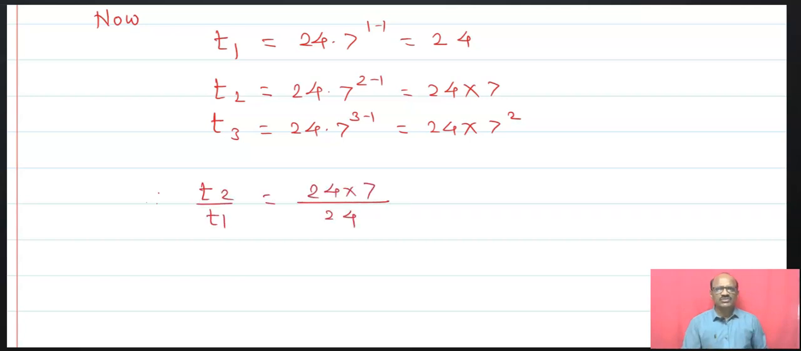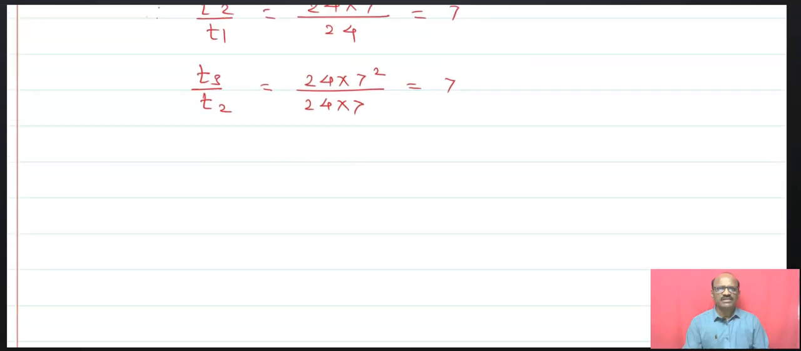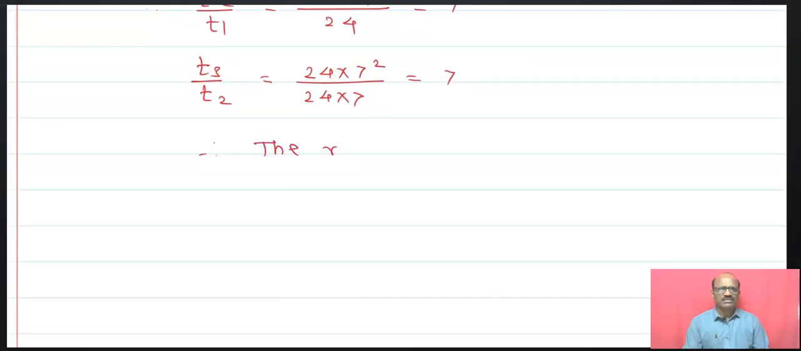Now we take the ratio T2 upon T1, that is 24 into 7 upon 24, and that is equal to 7. T3 upon T2 is equal to 24 into 7 square upon 24 into 7, and that is equal to 7. Therefore the ratio is constant. Therefore the given sequence is in geometric progression.